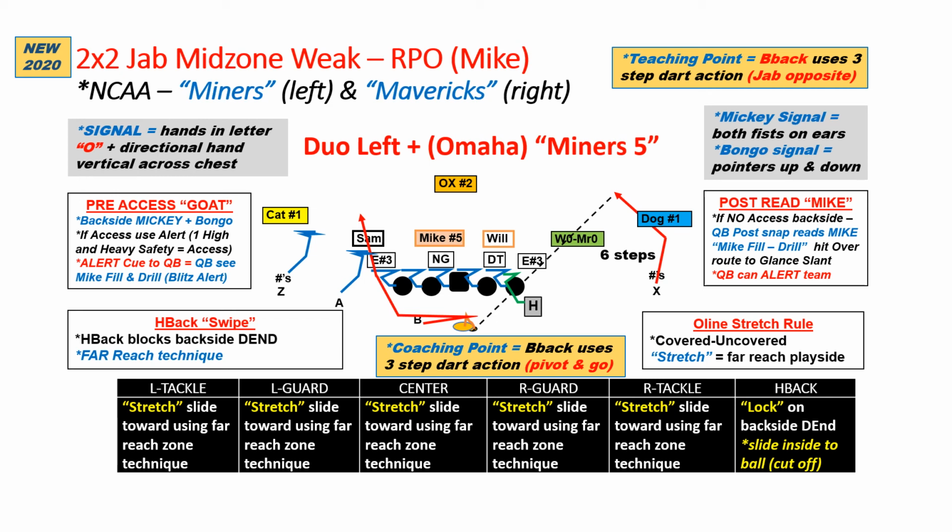There is no verbal call here. We just simply use a signal of both hands in the letter O. It's an Omaha, we call that. It means the back's going to go opposite, doing this jab-type action, counter action. So this would be just Minors 5.